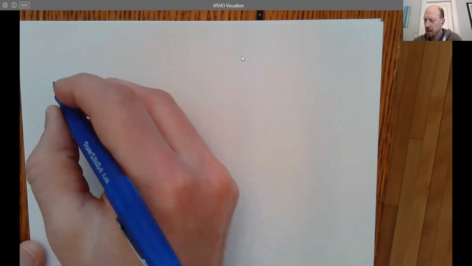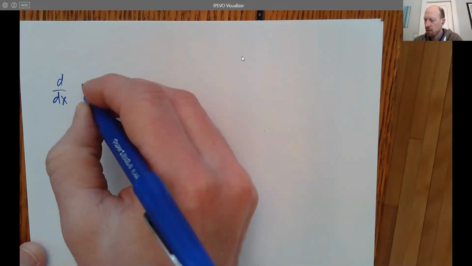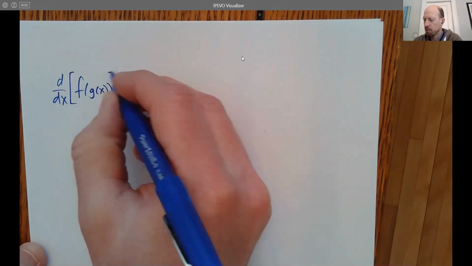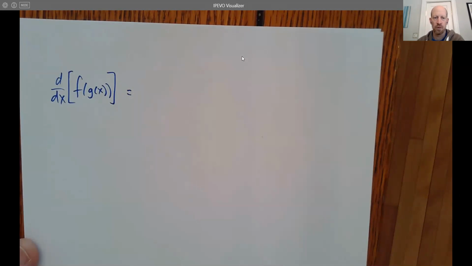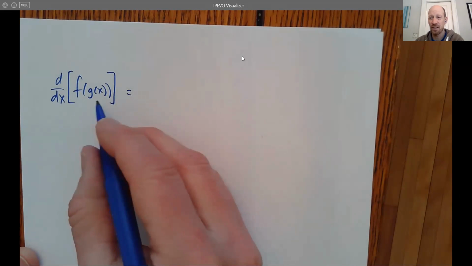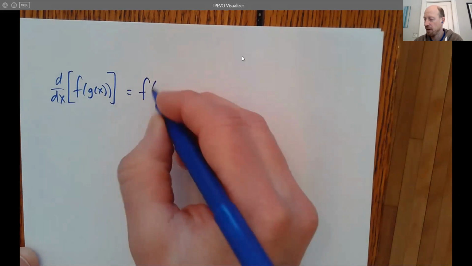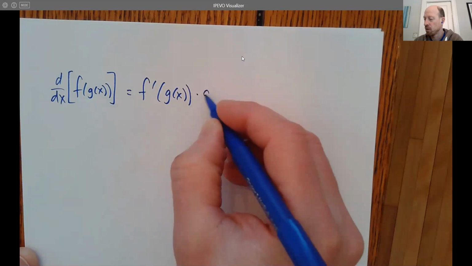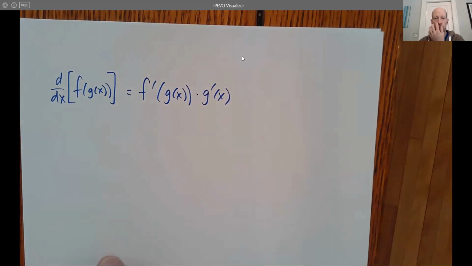So just to remind you, the derivative of f of g of x. So this is where you have a nested function, right? This is f prime of g of x times g prime of x. So you take the derivative of the structure of the outside function, you plug that inside function in there, and then you multiply by its derivative.